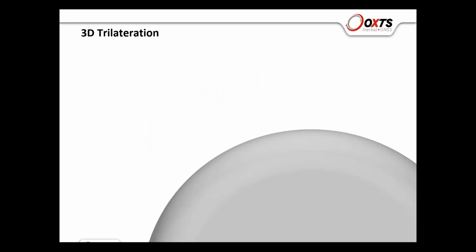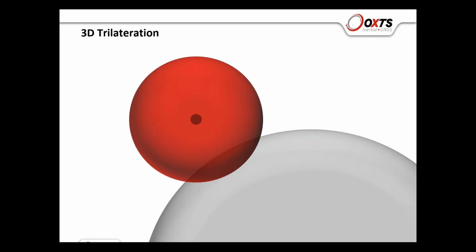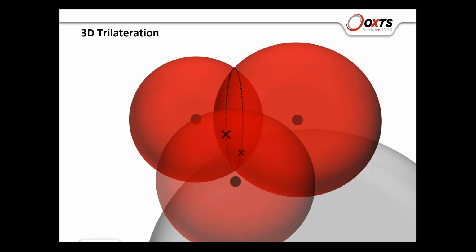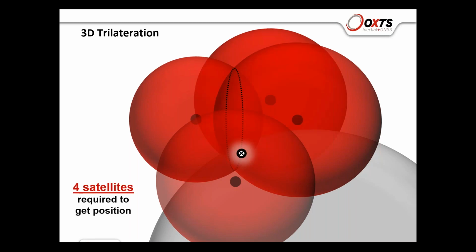So let's have a look at this in 3D now. Satellite 1 gives you a potential sphere of locations. Adding in satellite 2, and you're now down to a circle or a 2D plane. Satellite 3 narrows you down to 2 possible locations. In order to get a satellite fix, you need 4 satellites.